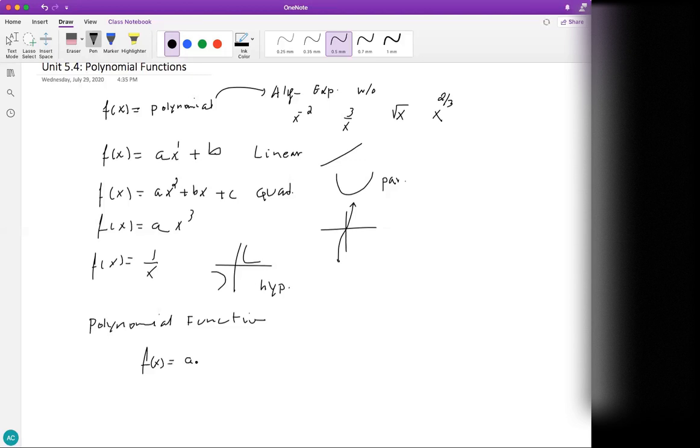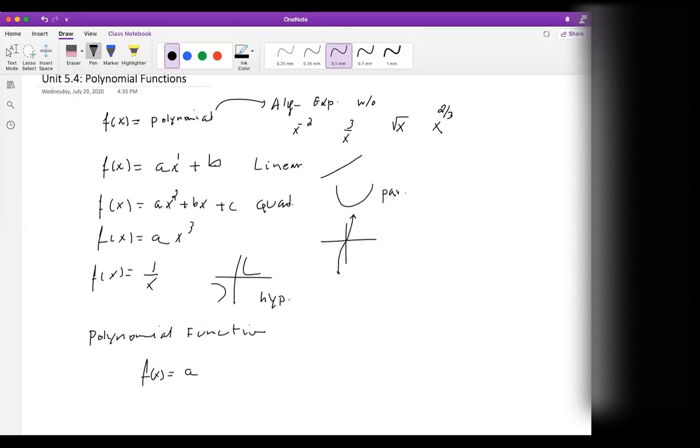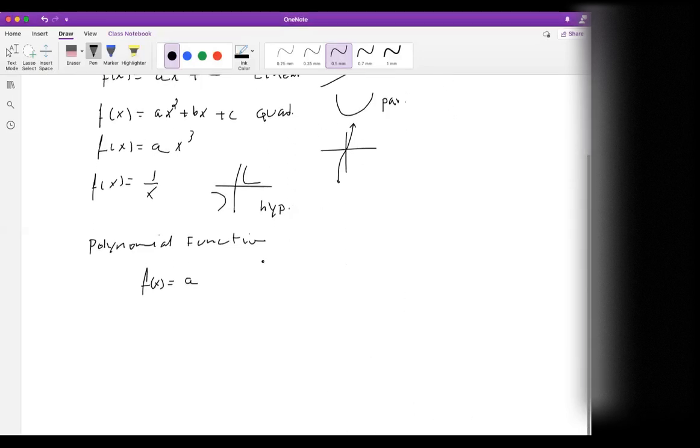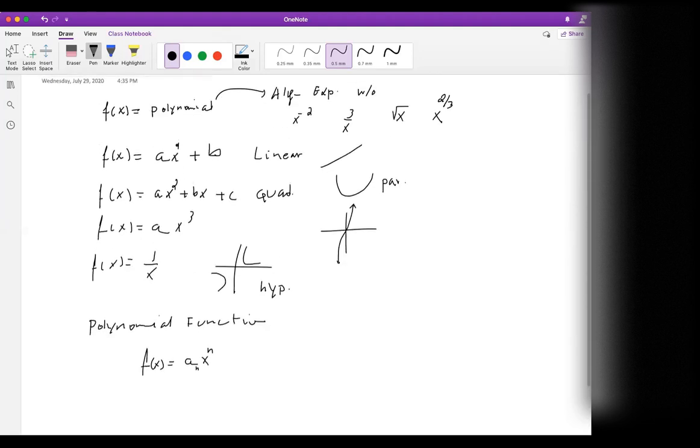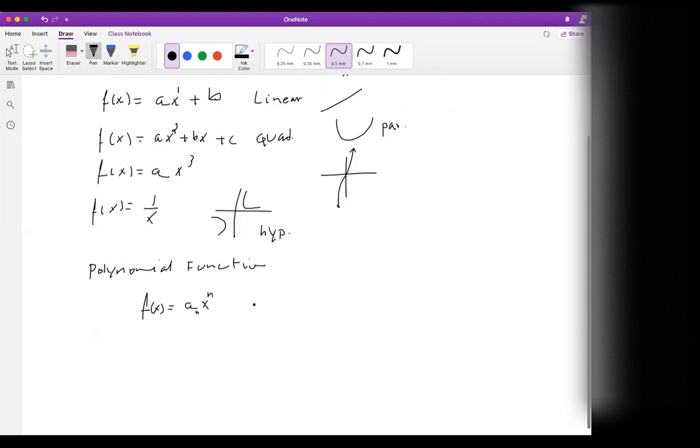There's always some a number here, an, whatever that might be. This is the coefficient as we talked about before. This is the power. So this power could be anything, like here could be 1, linear, could be 2, could be cubic, a function, well, in this case the graph looks like this.